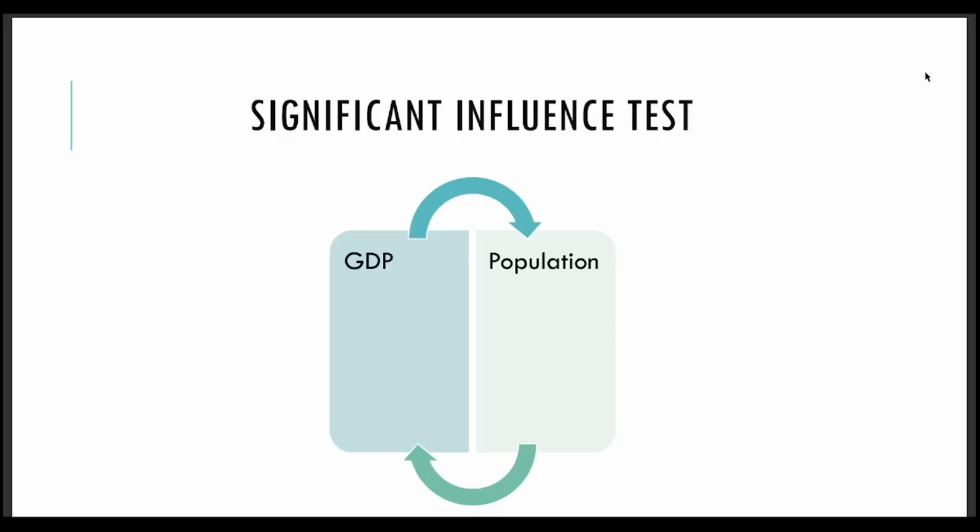We know that as the population increases, GDP decreases. So it has a negative relationship. If we know the population, we can be able to predict the GDP. If we know the GDP, we may be able to predict the population. So that is the power of regression analysis. We may be able to predict one variable using another variable.